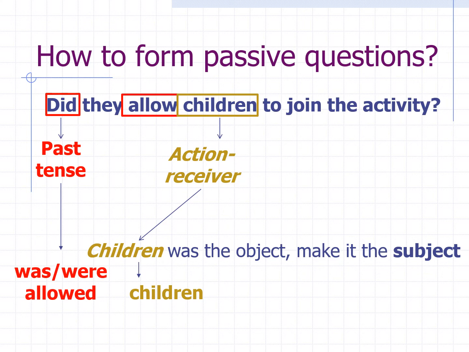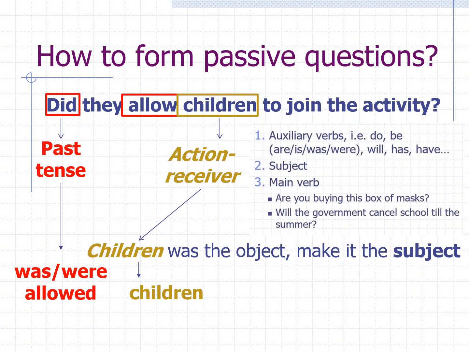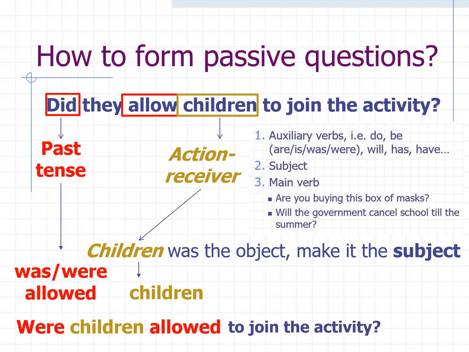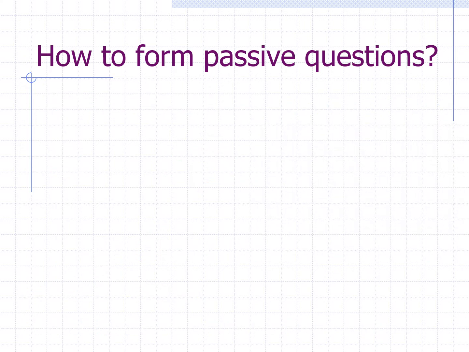As a reminder, in a question, we have to follow this order. We put the auxiliary verb at the beginning, and then a subject, and then the main verb, which should be were children allowed. We use were because children is plural. Then we put the rest of the sentence, to join the activity. So the whole question will be, were children allowed to join the activity? Can you follow? Let's look at another example in future tense.